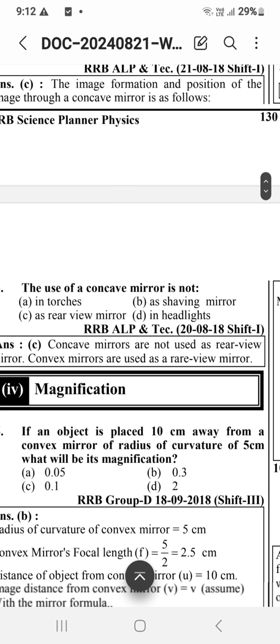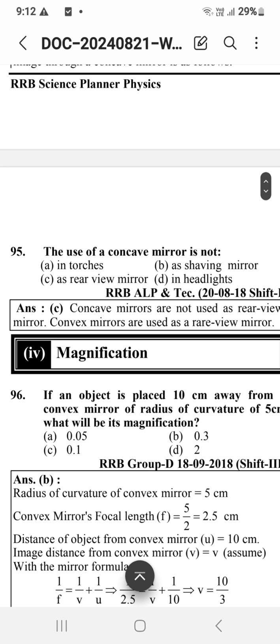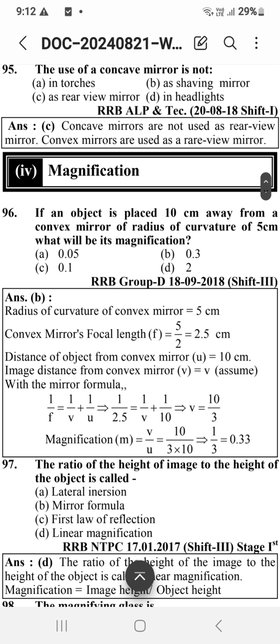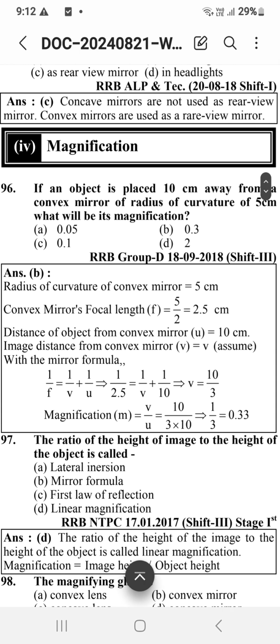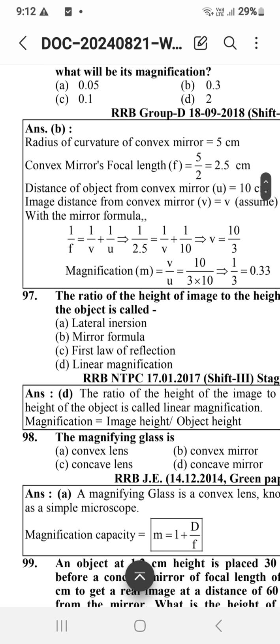Magnification. If an object is placed 10 cm away from a convex mirror of the radius of curvature of 5 cm, what will be its magnification? 1 upon f equals 1 upon v plus 1 upon u. The ratio of the height of the image to the height of the object is called linear magnification. The magnifying glass is convex lens. M equals magnification equals 1 plus d by f.